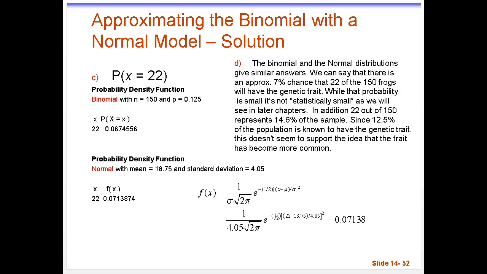Now, if I had sampled 150 frogs and maybe, I don't know, 120 of them turned out to have the genetic trait, well, yeah, that would be pretty strong evidence that the genetic trait is increasing. But in this situation, we would say no, that it has not become more common.